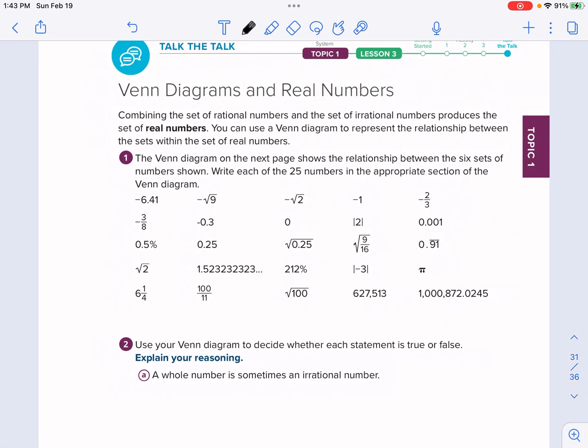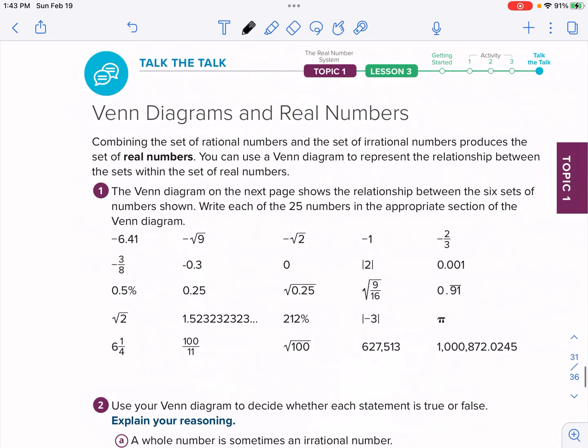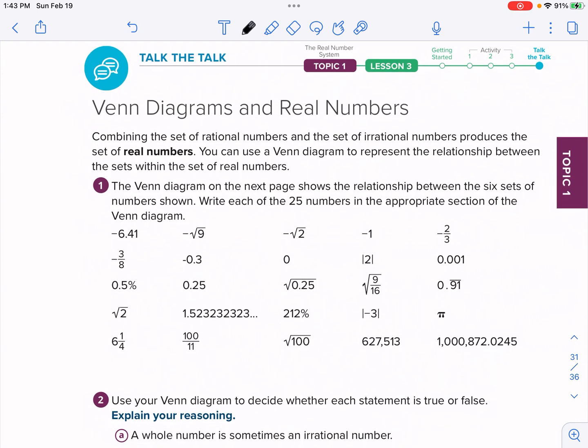So what we have here, we're going to be going back and forth between 545 and 46 and putting these numbers where we think they should go. But for right now, this is combining the set of rational numbers, so all the things that can be represented by fractions, and the set of irrational numbers produces the real number system. Okay, we're going to use the Venn diagram to describe these numbers.